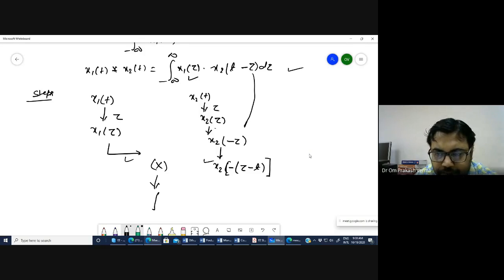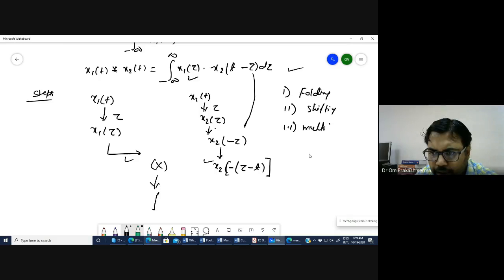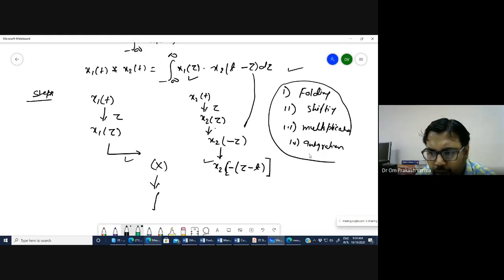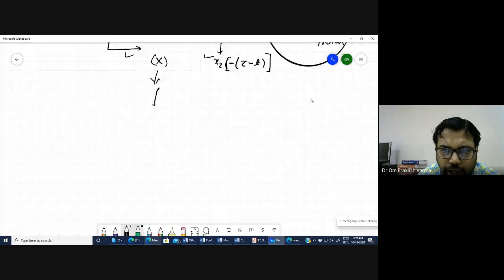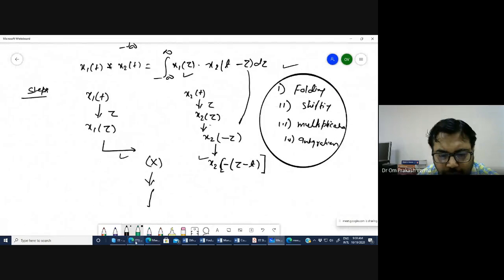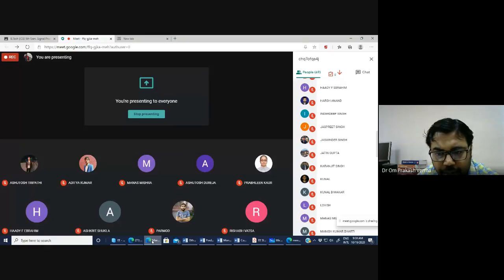So what are the different steps involved in this convolution? First one is folding, that is a reversal. Second one is shifting. Third one is multiplication, and fourth one is integration. So these four steps are involved in order to calculate the convolution, right? I am taking one example. You can ask any query if you have in mind, because it is very important.